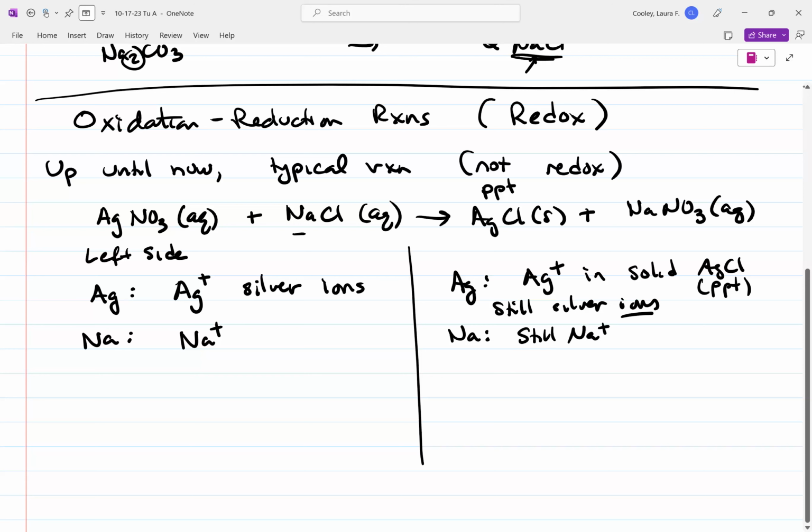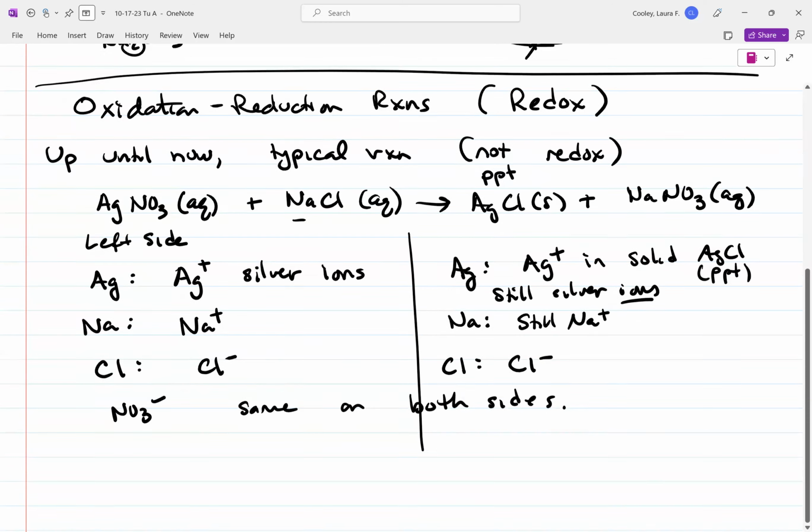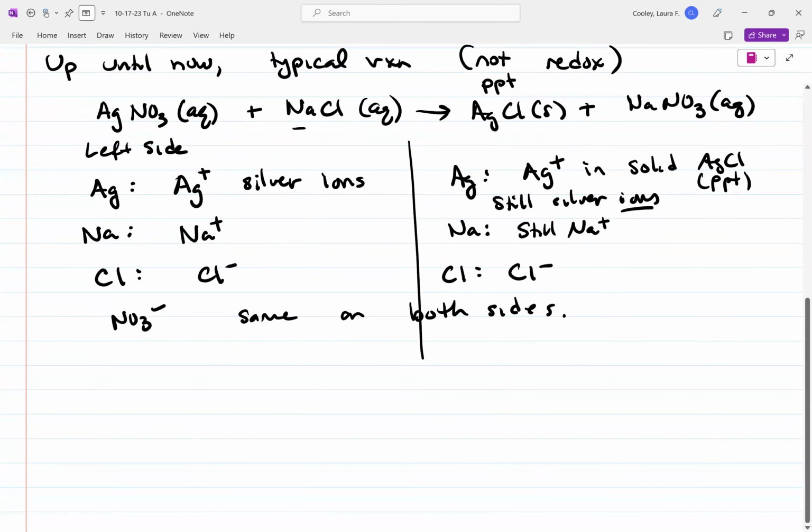This seems rather stupid, right? But I'll show you why it's not in a minute. Chlorine is in the form of Cl- on both sides. Okay, and nitrate also is the same on both sides. So what's going on here is that all of the participants in this reaction have the same charges.